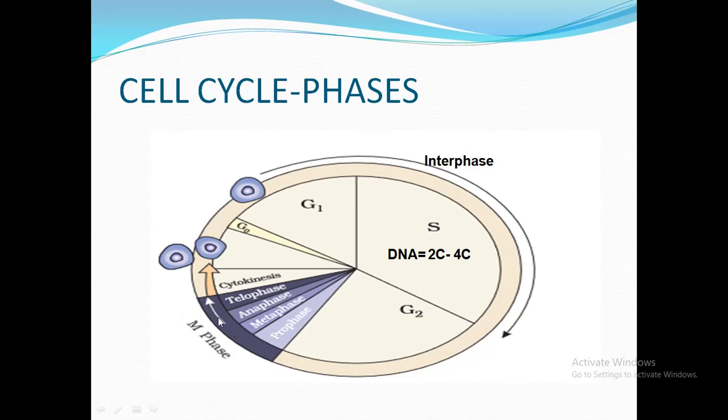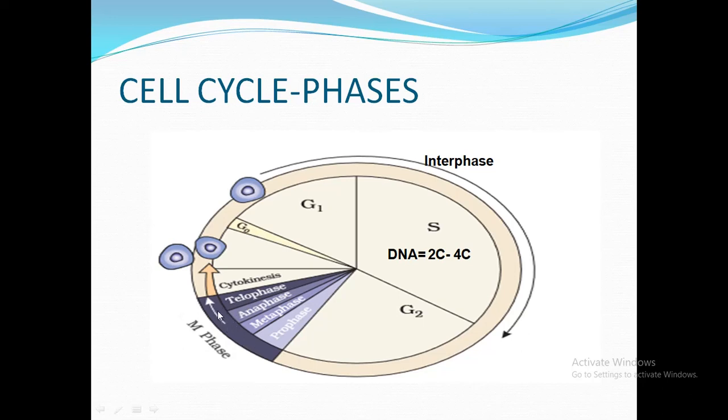Karyokinesis is followed by cytokinesis. Now, during karyokinesis, or you can say nuclear division, there are four phases: prophase, metaphase, anaphase, and telophase. Now, in all these phases, what happens? The nucleus divides. That is, the chromosomes are formed and they are separated in karyokinesis.